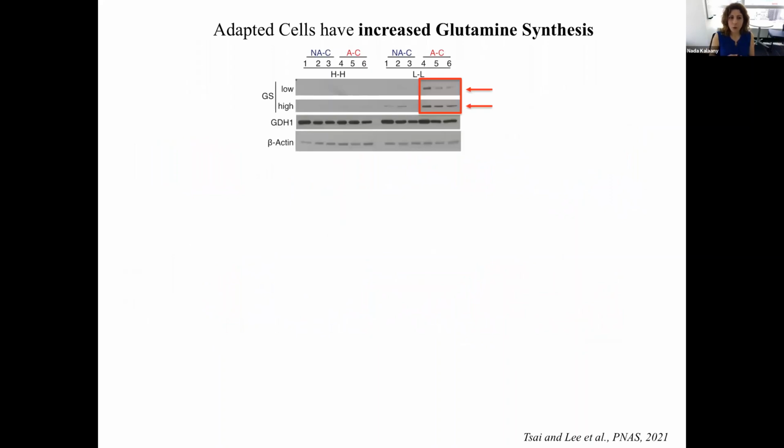Okay, so now we had evidence that the amino acids were serving as a source of nitrogen for nucleotide synthesis, and that glutamine was also being synthesized. So we asked, is the main enzyme that is required for synthesis of glutamine induced in these adapted clones? So you can see here in this Western blot that only the adapted clones under low-low conditions showed significant levels of GS. There's very little detectable level of GS in the non-adapted clones under low-low, but this is much more evident in the adapted clones under low-low conditions.